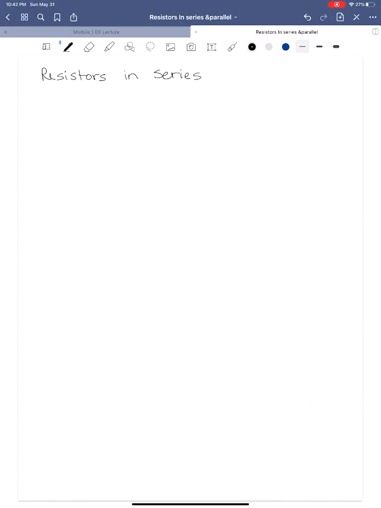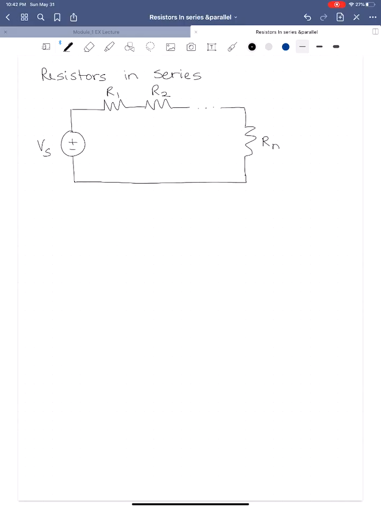Okay, so we're going to start deriving this basically with a circuit that consists of an independent voltage source and N resistors all connected in series. This voltage source we'll call V sub S. This is R1, R2, all the way out to the nth resistor. N can be 3, it could be 300 million, it really doesn't matter.